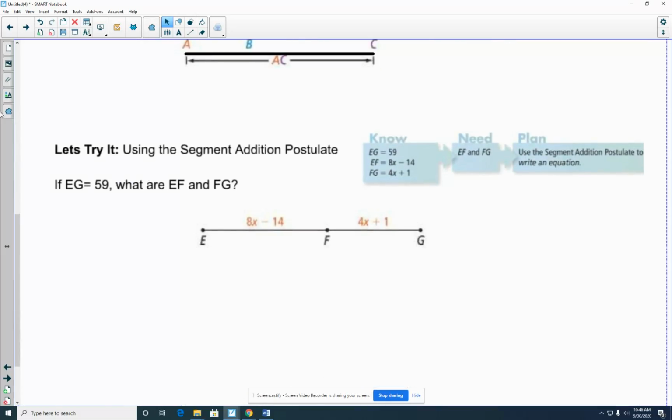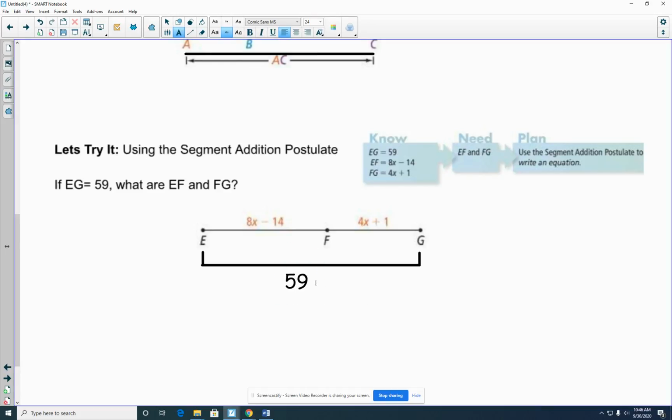And let's take a look at what we have. So we know that EG is 59. We have to find EF and FG. Okay, so first, EG is 59. I like to show that by doing a little bracket from E to G, and then I'm going to write in 59. Okay, so now this is what we know. EG is 59. EF is represented by an expression, and FG is represented by an expression. We need to figure out what is EF and what is FG.